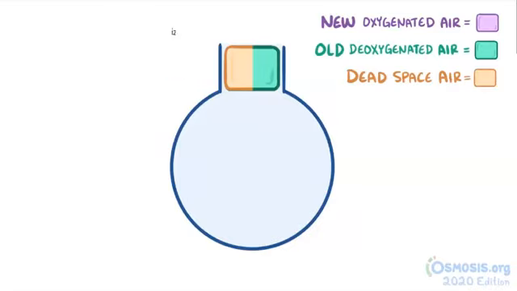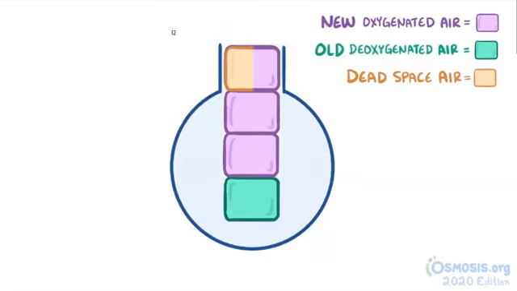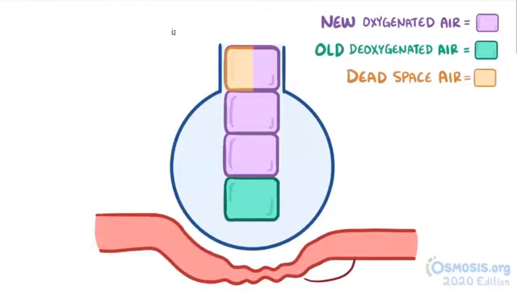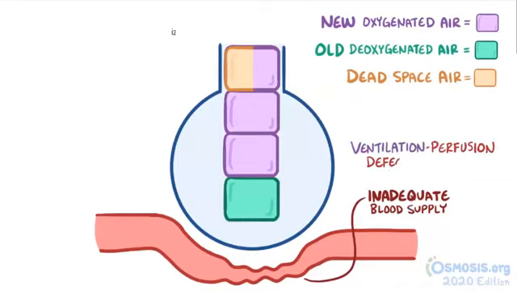Now, so far we've been assuming that the air that manages to reach the alveoli is able to participate in gas exchange. Unfortunately, this isn't always the case. Some alveoli might have an inadequate blood supply. So when these alveoli get filled with fresh purple air, they're well ventilated, but they're not well perfused. This is known as a ventilation perfusion defect. In this situation, the oxygen in the purple air doesn't functionally make its way into the blood.